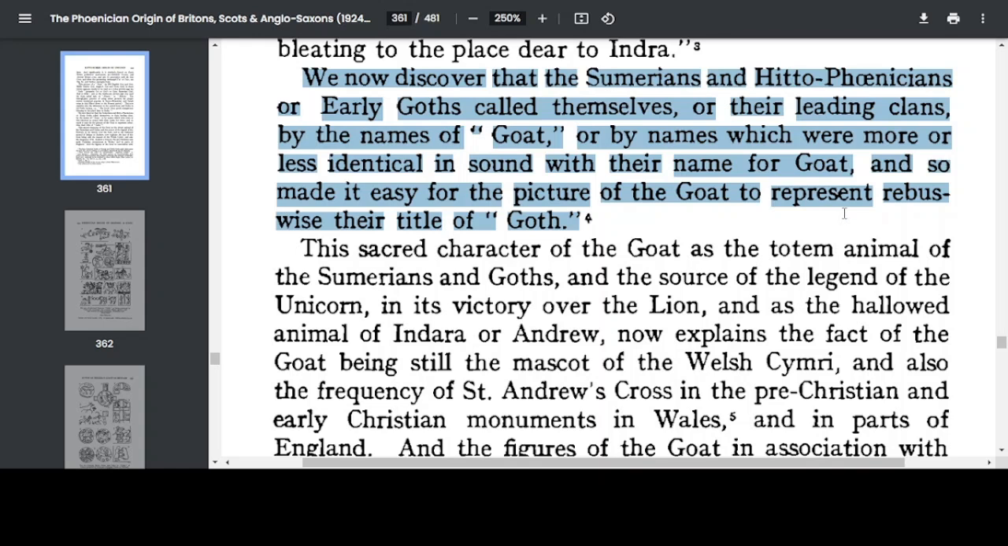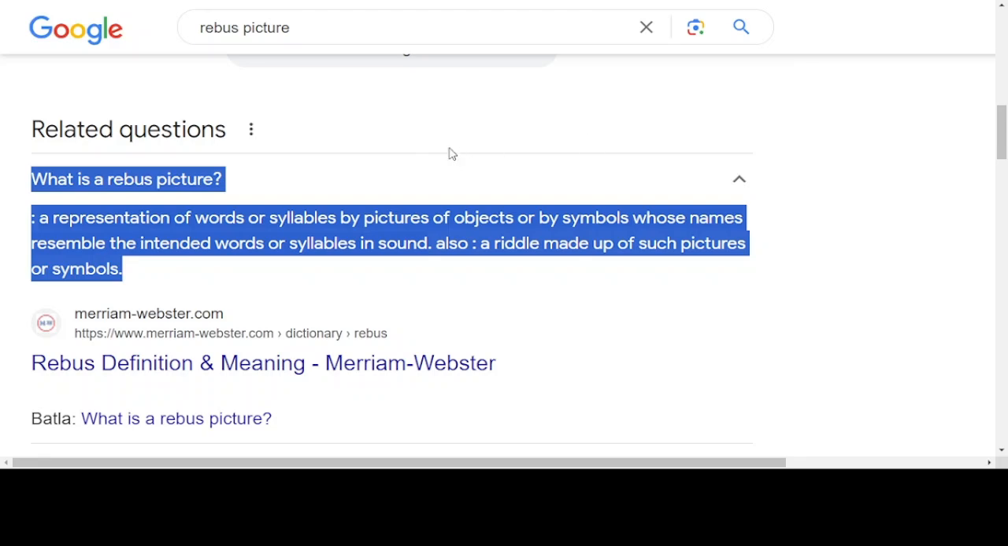Now I had to search for what rebus means. I didn't know what that meant, so we'll just do that. Okay, so rebus: it is a representation of words or syllables by pictures of objects or by symbols whose names resemble the intended words or syllables in sound.